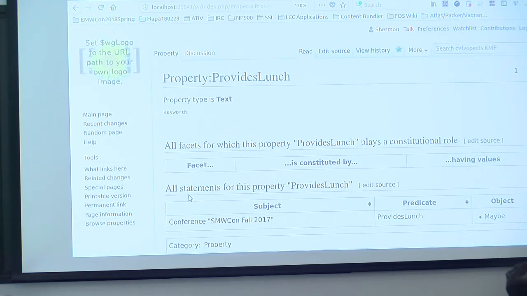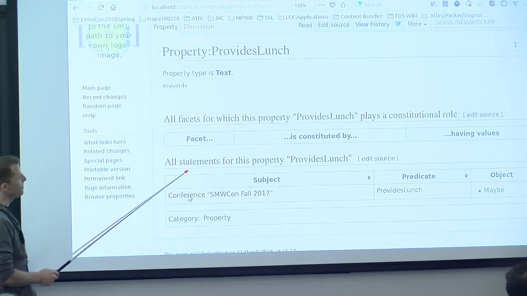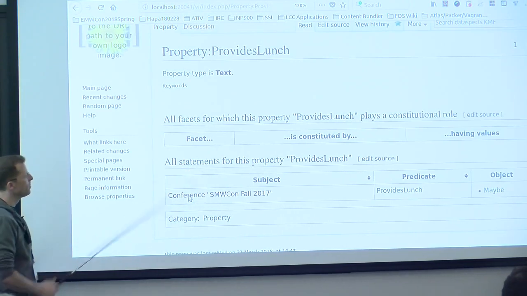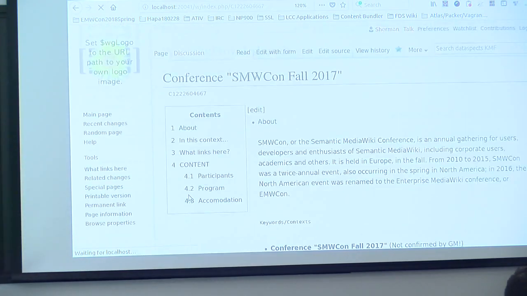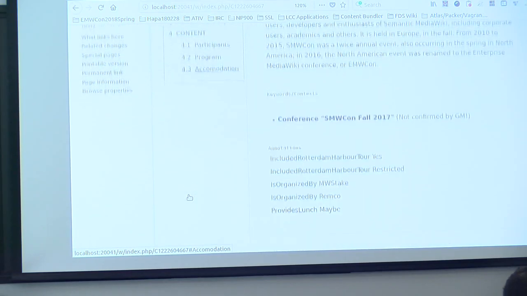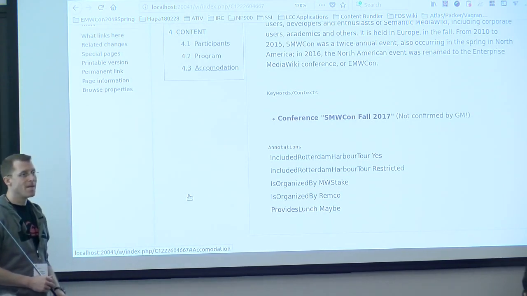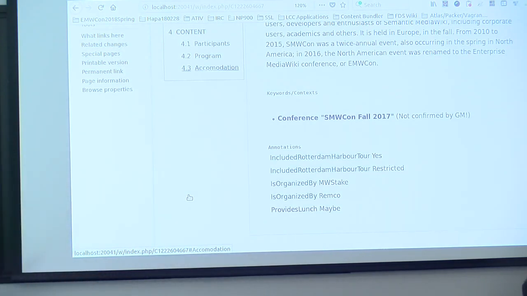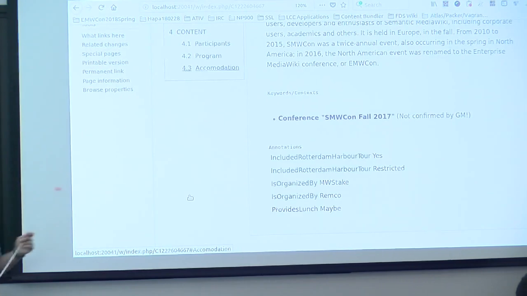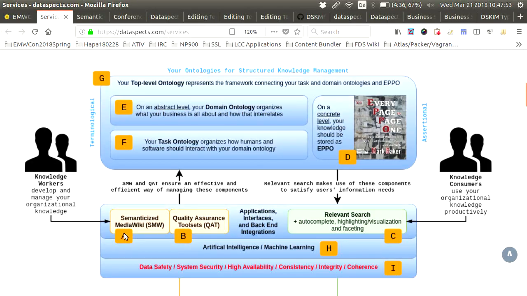And this is our property dashboard view, okay? So you see all statements for this property provides lunch. We've got conference SMWCon Fall 2017. And if we go back here, now, of course, it provides lunch. And you can see how tremendously flexible this is. This is a general setup that can serve anyone. A cook, an astronaut, whatever, right? It will always work. And now the typical use cases, where do we have that?